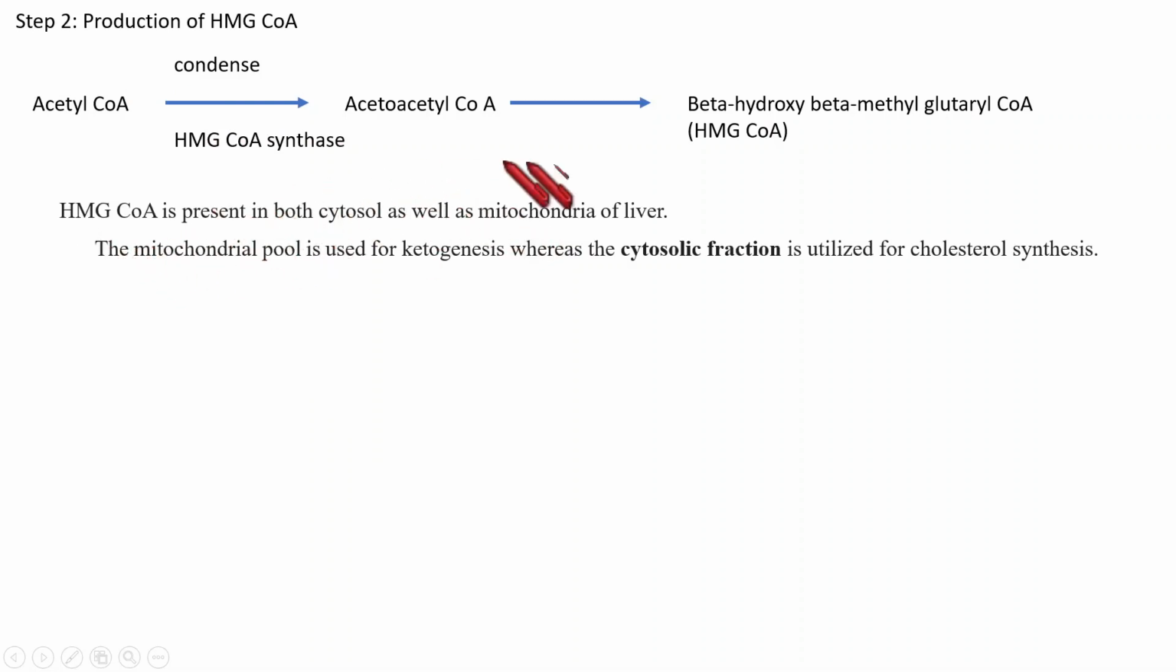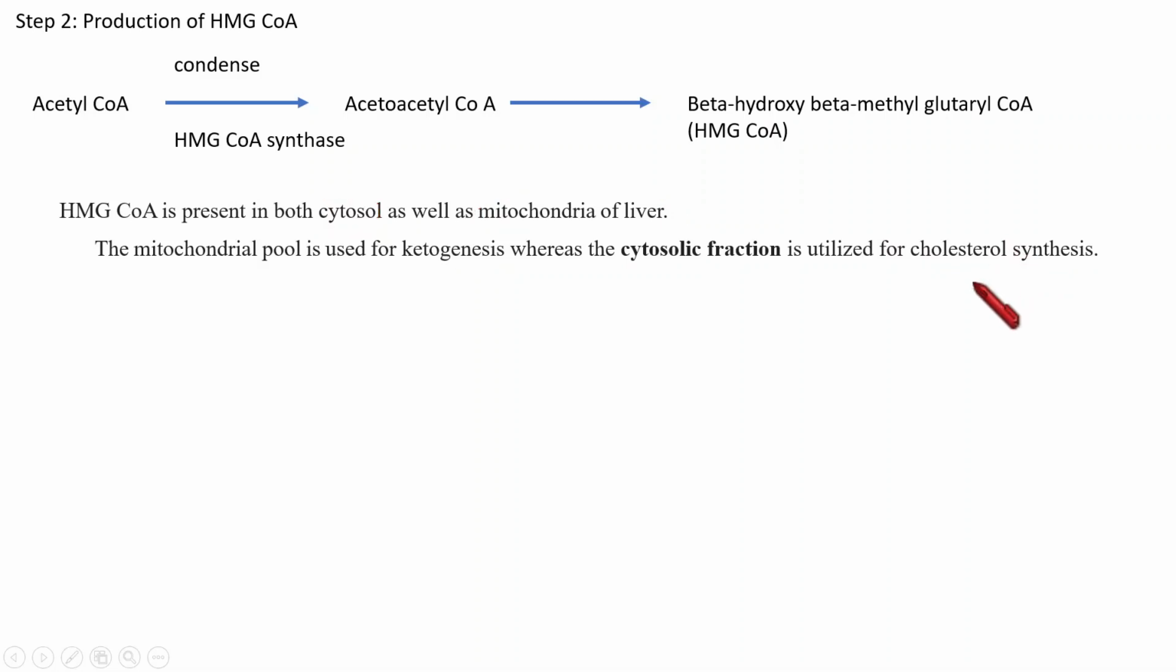This HMG-CoA is present in both the cytosol and liver mitochondria. So what is the difference between these places? The HMG-CoA present in the liver mitochondria is used for ketogenesis, and the HMG-CoA present in the cytosol is utilized for cholesterol synthesis. So that is the difference.